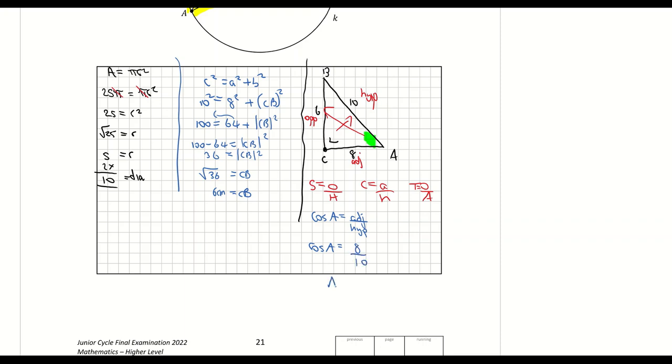To get A on its own, I need to bring over the cos. So that becomes cos with a little minus 1. So cos inverse of 8 over 10. So that gives me an angle size of 36.87 degrees. Question wants it, no, it doesn't say to nearest number or to decimal places. So 36.87 is fine, or if you prefer, 37 degrees.